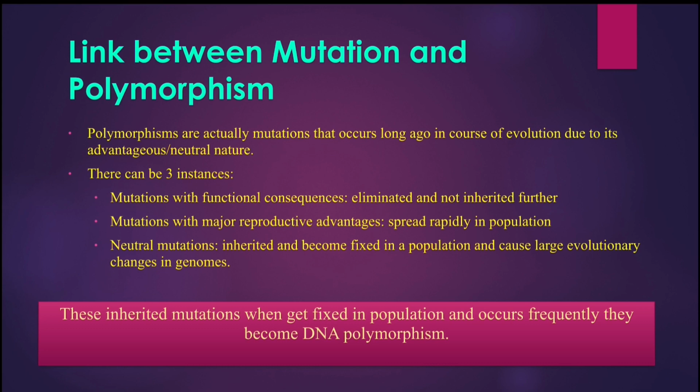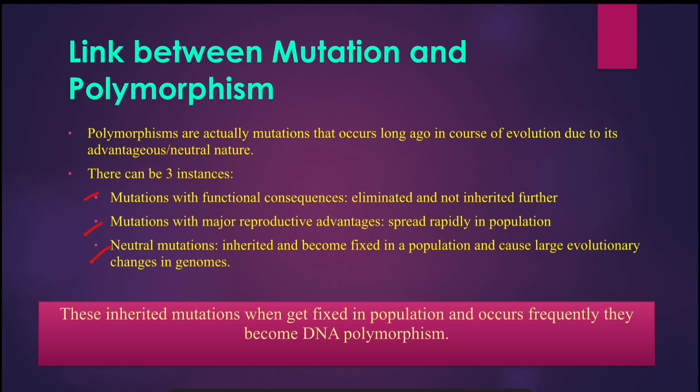If classified according to the functional consequences, mutations are of three types: mutations with harmful functional consequences, mutations with advantageous nature, and neutral mutations having neither harmful nor beneficial consequences. Mutations with harmful functional consequences will simply be eliminated by purifying selection and will not become fixed or inherited further. Rare mutations that confer a major reproductive advantage on individuals spread rapidly in the population and become fixed.